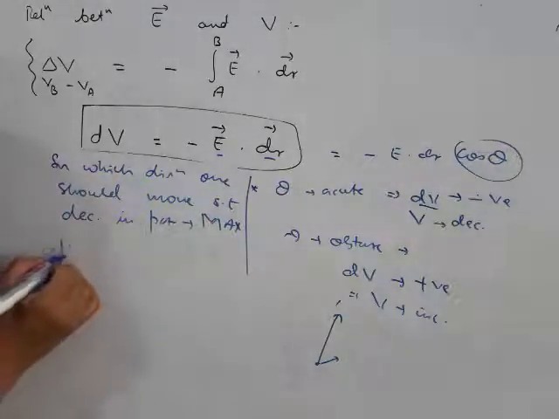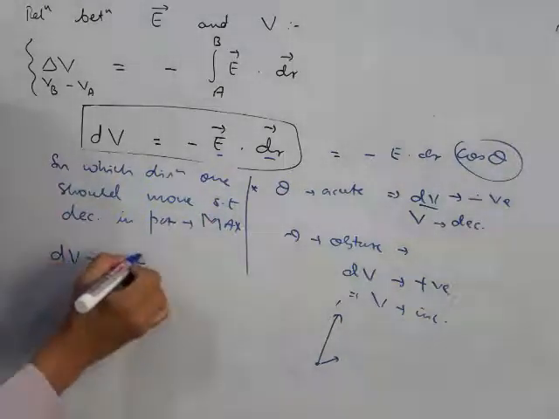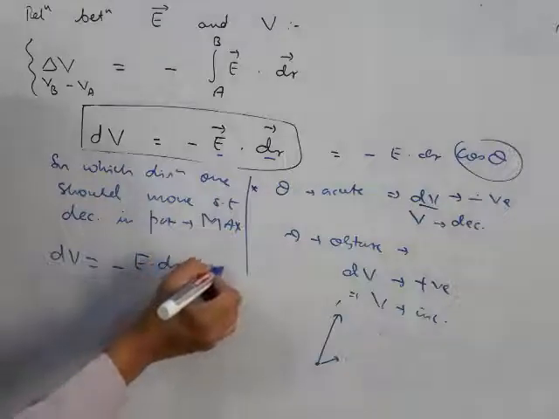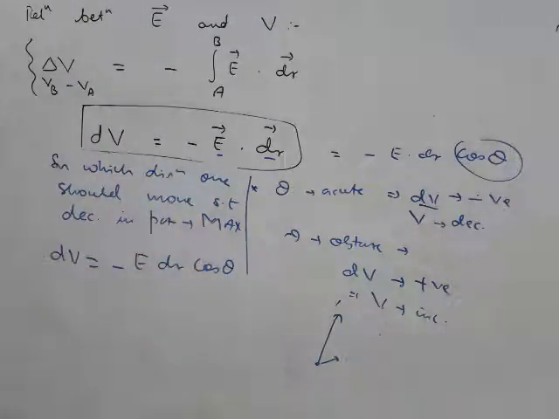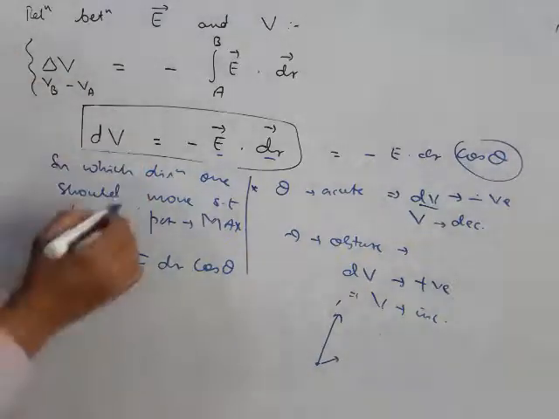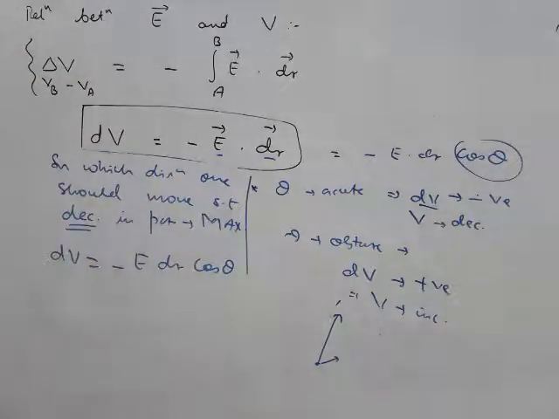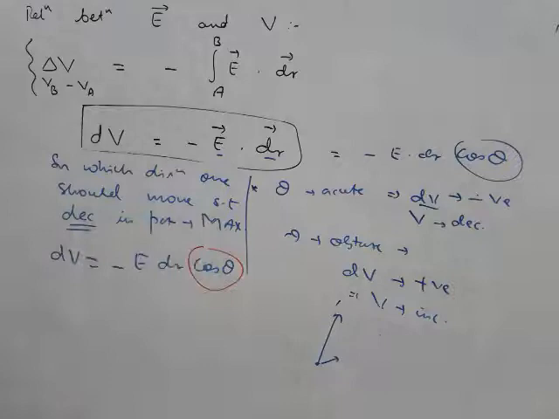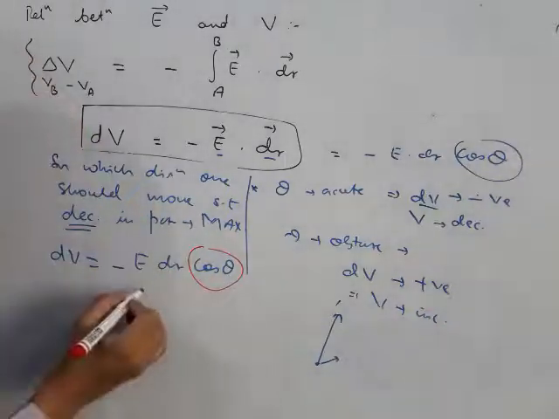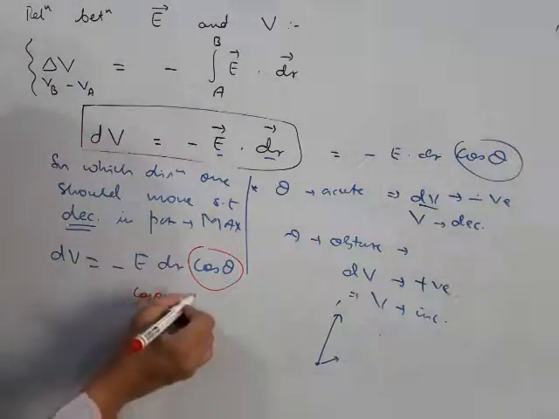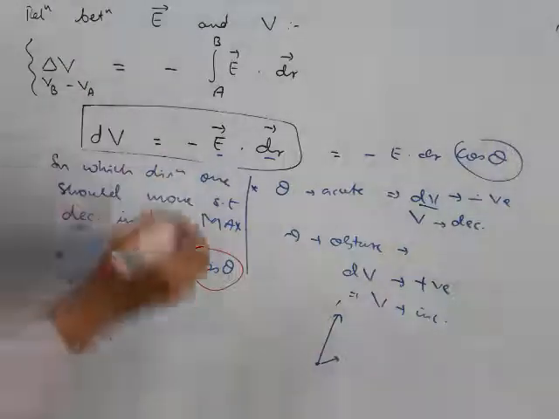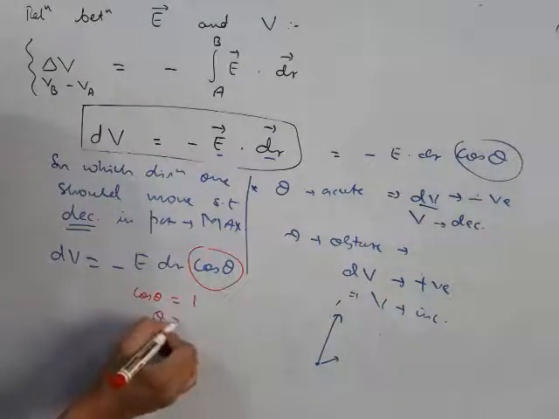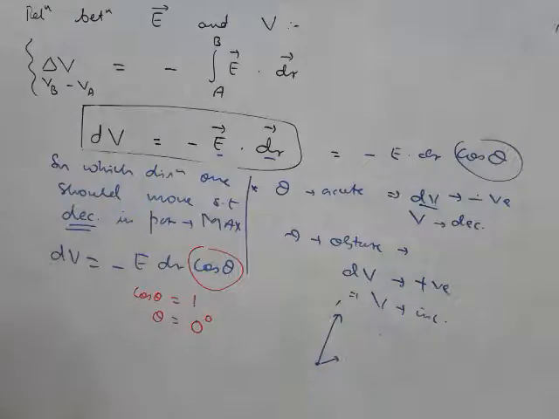So see, the change in potential we have discussed, it is given by the formula minus E times dr times cos theta. One thing is for sure, it must be an acute angle because you want the potential to decrease. Now this potential decrease will be maximum when this cos theta will be how much? Maximum. When is cos theta maximum? When its value is 1. When is its value 1? When theta is how much? 0 degree.